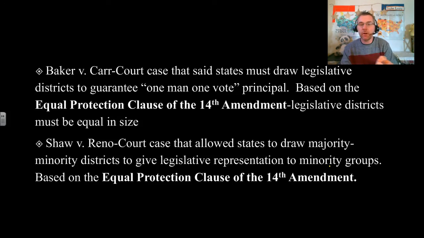Shaw versus Reno, again, also based on the Equal Protection Clause, but this allows for majority minority districts to exist, right? So this is a really big one because it kind of established those really weird districts outside Chicago. North Carolina also has majority minority districts. States are allowed to draw these really, really odd shaped districts if it gives minority groups representation, to make sure that Congress is representative of the population.